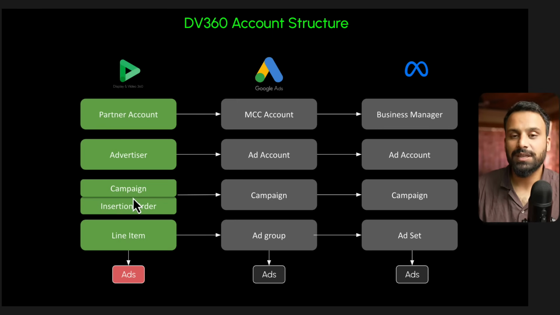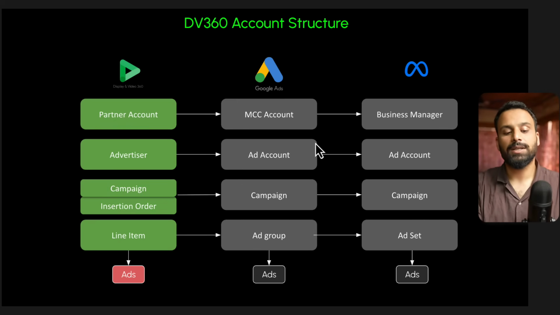I'll show you examples of how companies generally use it, but you can use it for anything. Basically, you just have one extra layer of hierarchy. And then a line item is like an ad group in Google Ads, and like an ad set in Meta Ads. That's the easiest way to look at it.